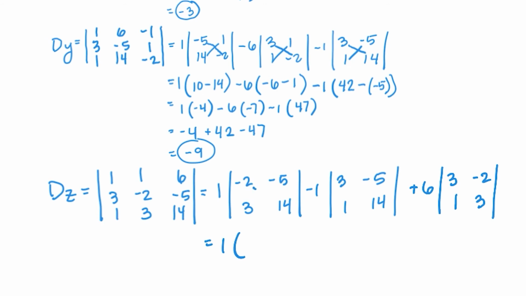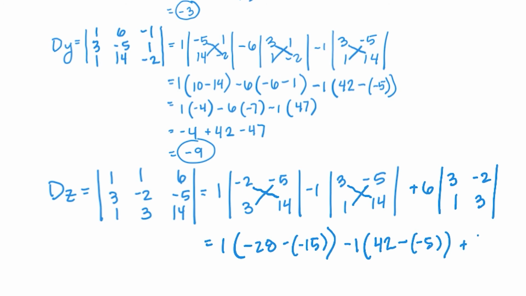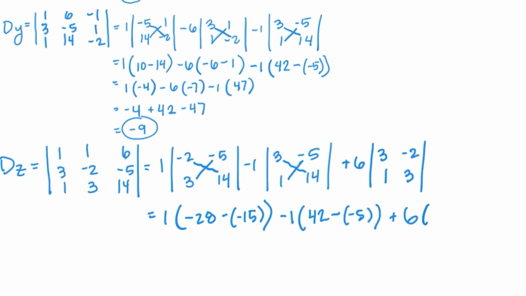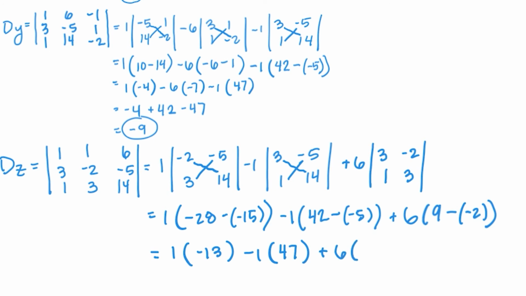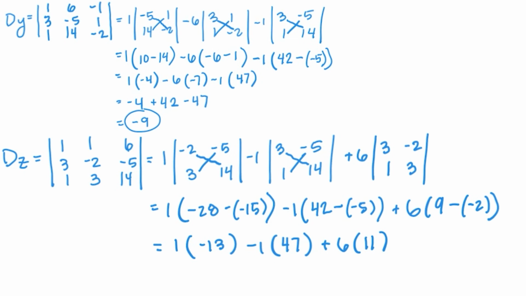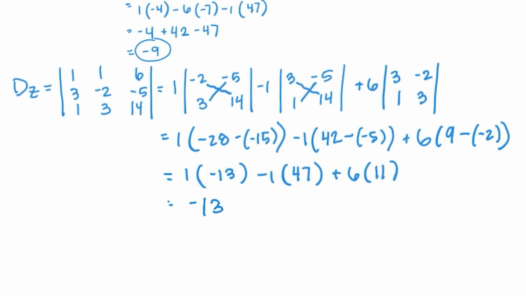This is 1 times -2 times 14 is -28 minus -15, minus 1 times 3 times 14 is 42 minus a -5, plus 6 times 3 times 3 is 9 minus a -2. So this will be 1 times -28 plus 15 is -13, minus 1 times 42 plus 5, which is 47, and then plus 6 times 9 plus 2, which is 11. So this is -13 minus 47 plus 66, which gives us 6.